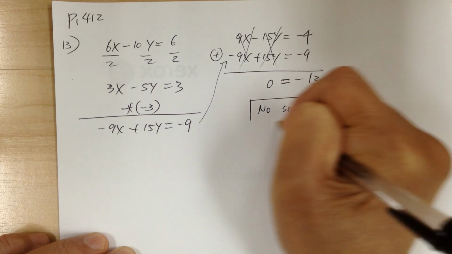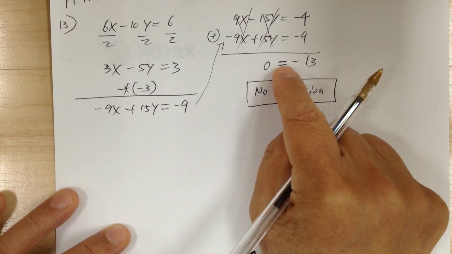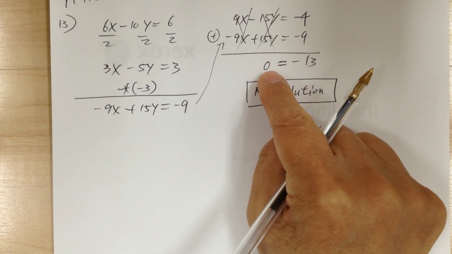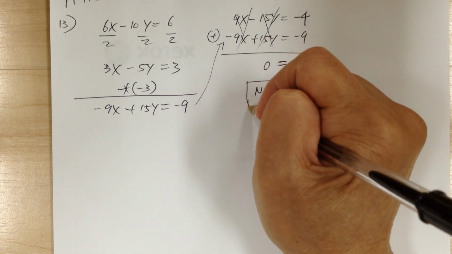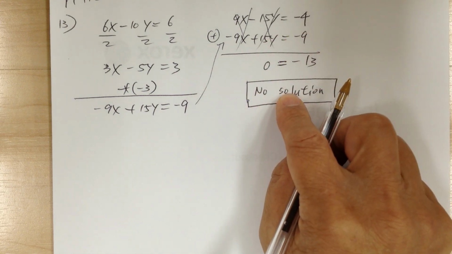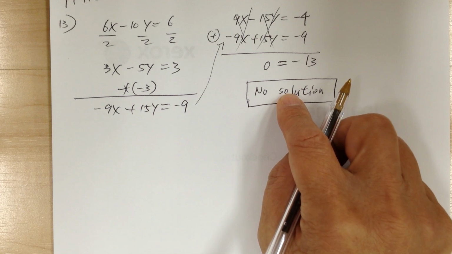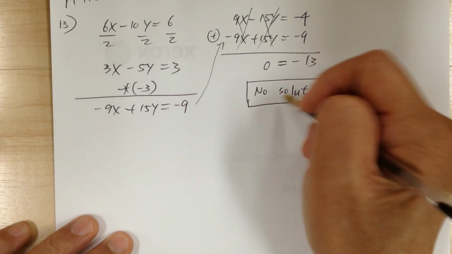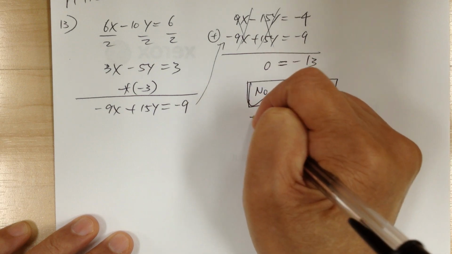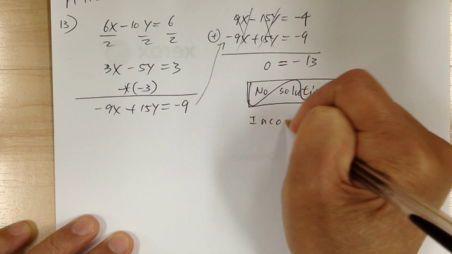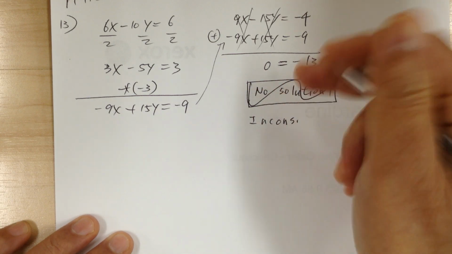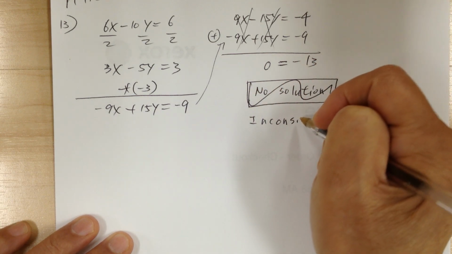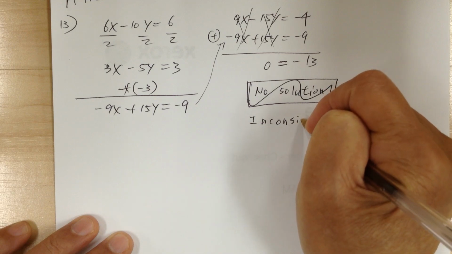Because this is impossible. What it's saying is that no matter what x and y are, they're always going to come out incorrect. So there's no way it's going to work. Actually, for two equations, you don't want to write no solution. You want to write inconsistent, because the two don't match. For one equation, you write no solution, but two equations means it's a system, so you write inconsistent.